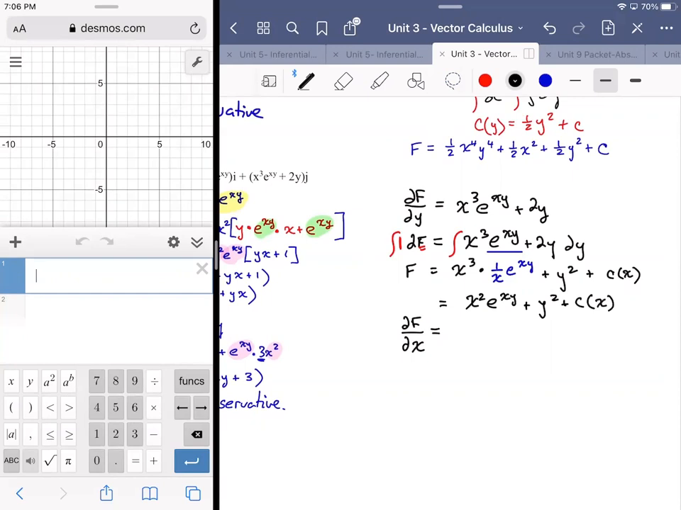Now to differentiate with respect to x, we're going to do a little product rule over here. And the product rule for this expression: that's going to be the first, x squared, times the derivative of the second, which is e to the xy, times the derivative of the exponent, which is y, plus the second, e to the xy, times the derivative of the first, which is 2x. The y squared is going to zap away, no x involved there. And the derivative of c of x would be c prime of x.